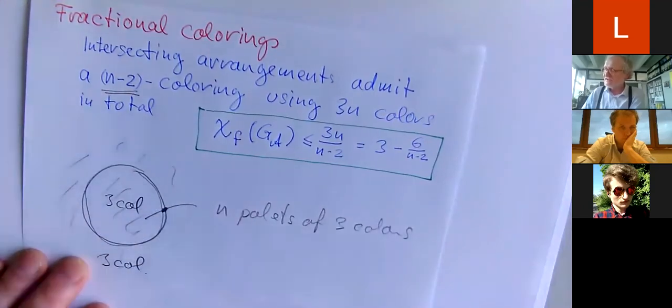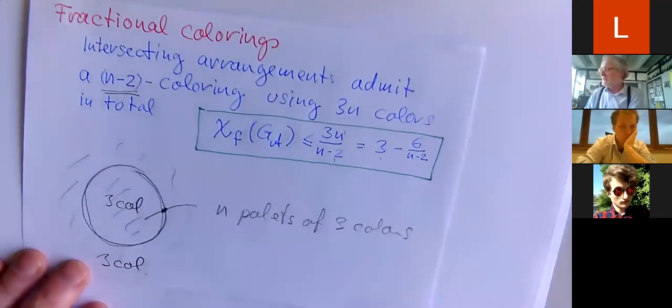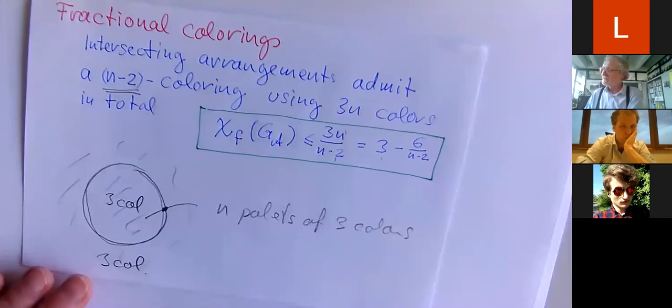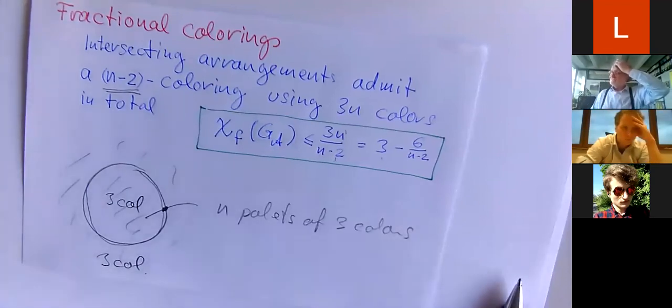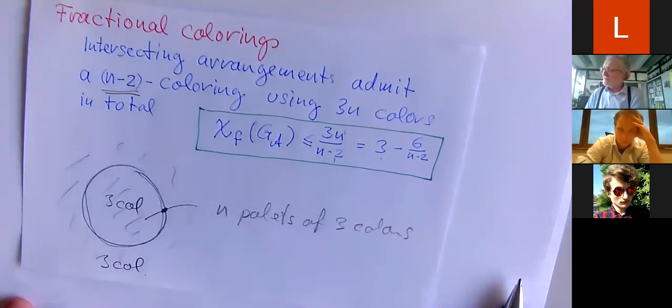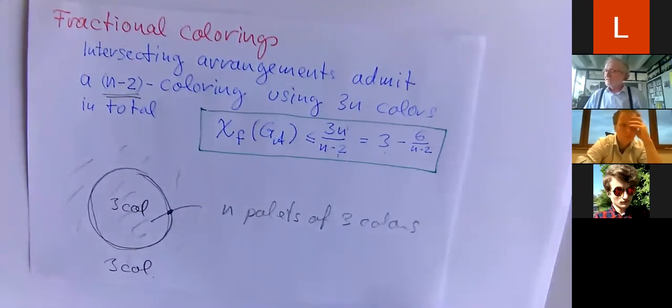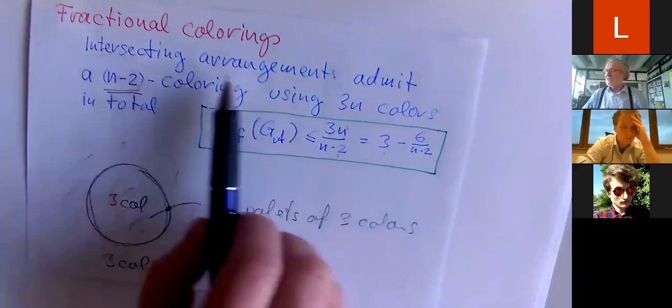The vertex is sitting on the intersection of two circles. It's omitted twice. It gets that number of colors, and the total is this, and the fraction of the two is three minus a little bit. So at least fractionally, the conjecture is true, even in a much larger class. You don't need a great circle arrangement, intersecting is enough.